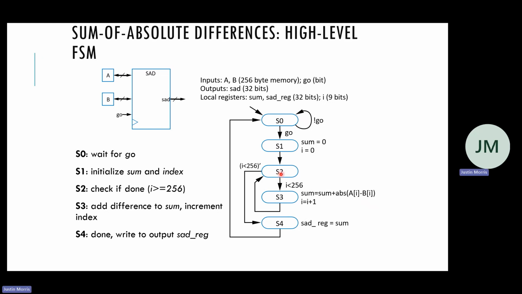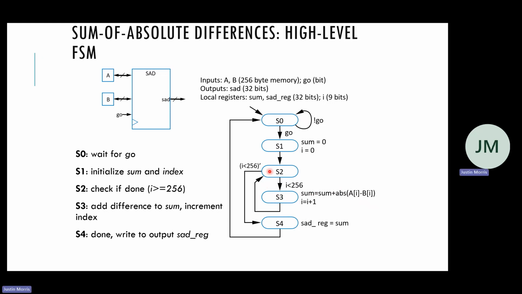And then when we're in S2, if I is less than 256, which is the end of the array, then we're going to calculate the difference at that current pixel, right? And we're going to add it to the sum. And then we're going to increment I. Then we go back to S2. And if I is still less than 256, we're not at the end yet. So we need to go to the next pixel. Calculate the difference, add it to the sum. And we go back to S2.